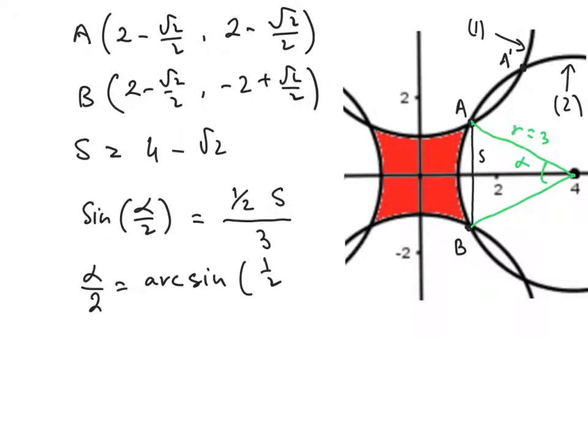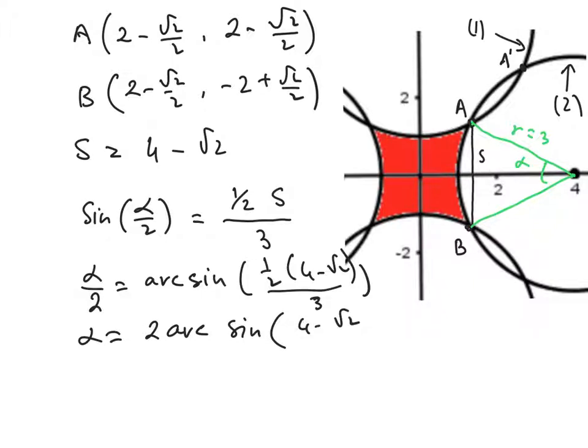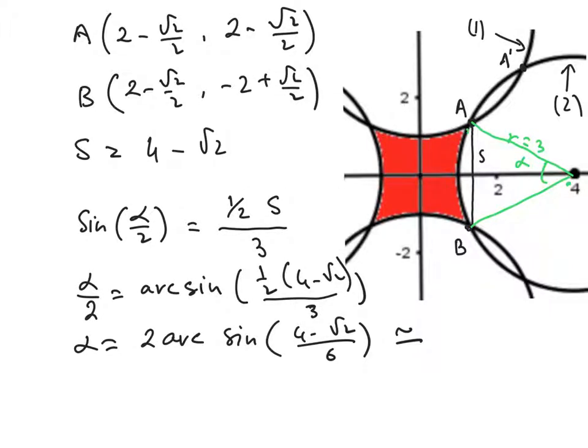Alpha over 2 will be equal to the arc sine of half of S. We found S already, which is 4 minus square root 2, divided by 3, and that gives alpha equal to arc sine of (4 minus square root 2) over 6, approximately equal to 51.06 degrees. We now have all what we need to find the different areas.